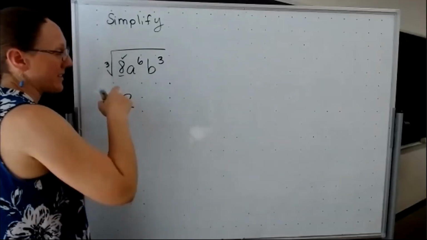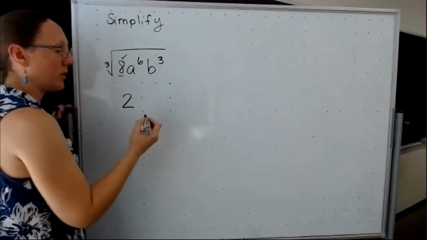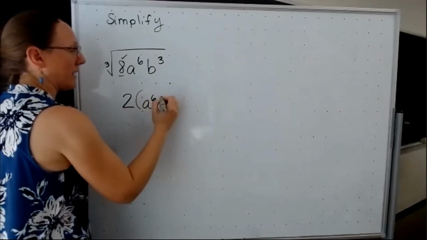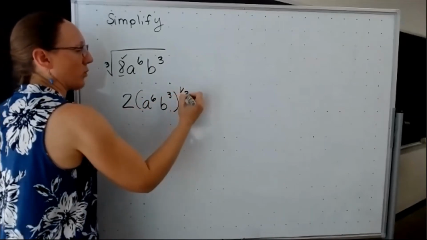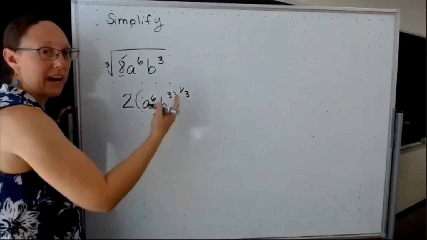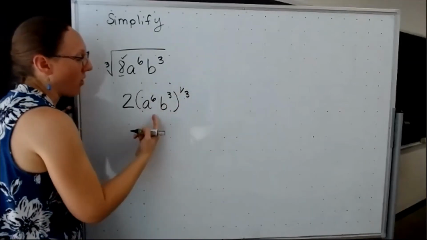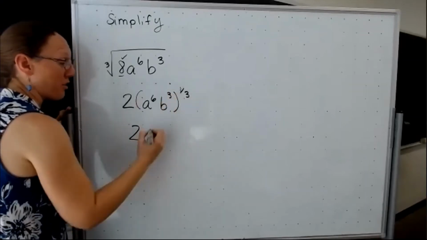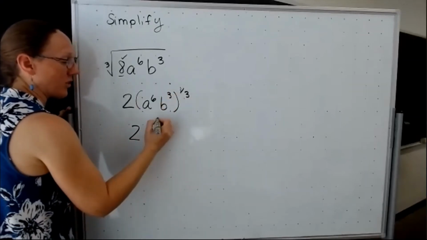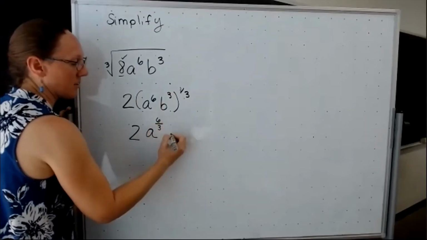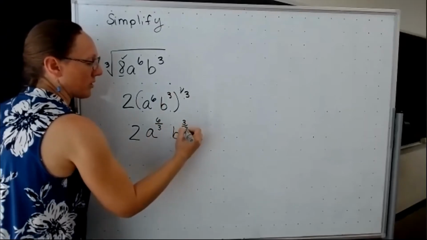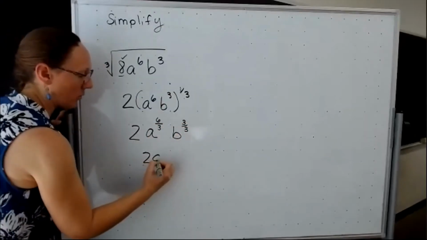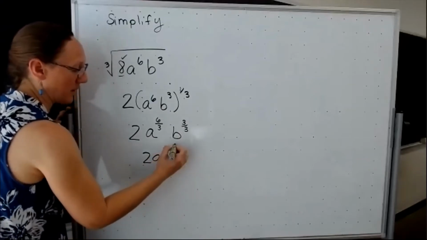Well, to deal with the rest, I'm going to say that that cube root is the same as writing a to the 6 b cubed raised to the 1/3 power. And if it's raised to the 1/3 power and all of this is multiplication, then that 1/3 can distribute in to look like a to the 6/3, b to the 3/3. So I'd have 2a squared times b.